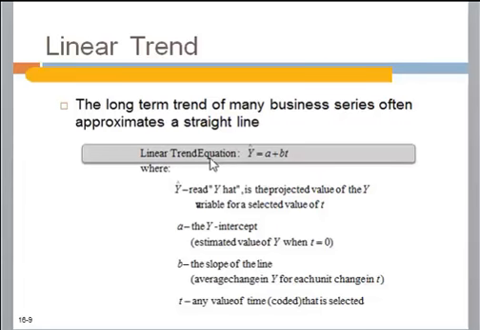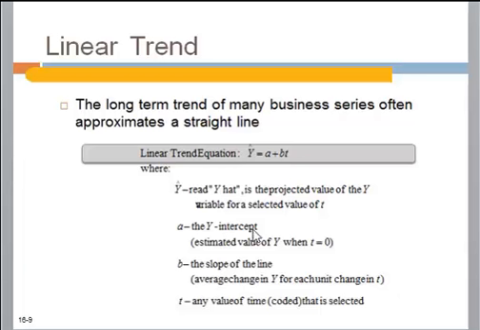The equation for the linear trend is y hat equal to a plus bt. Y hat is a projected, or we say estimated, value of the Y variable for selected value of the T. T is any value of the time code. So we give the different periods of time a code, a time code. We will give 1 to the first period of time, 2 to the second period of time, 3 to the third period of time. For example, if our data starts with 1989, then 1989 would be 1, then 1990 will be 2, and 1991 will be 3.